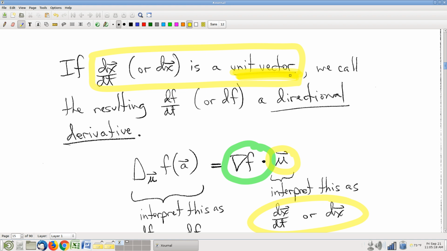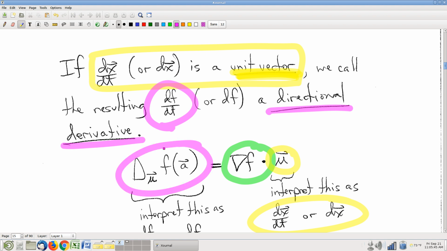What is the output change when we consider the scenario of a real valued function and an input velocity that is a unit vector? And so anyway, here's the result. So this df dt, the resulting output velocity, we call it a directional derivative. That's the term, directional derivative. Here's the notation for it.